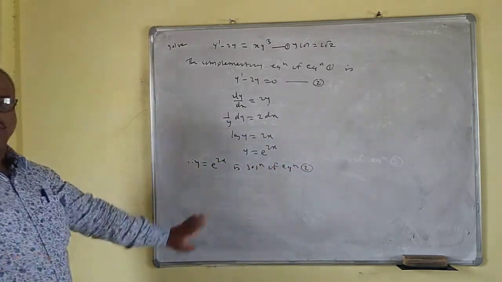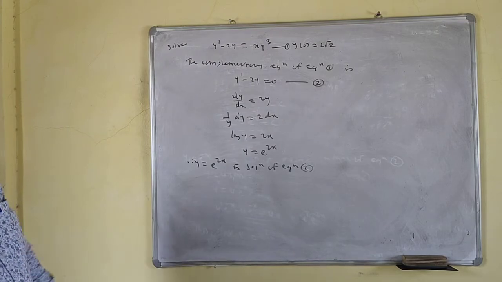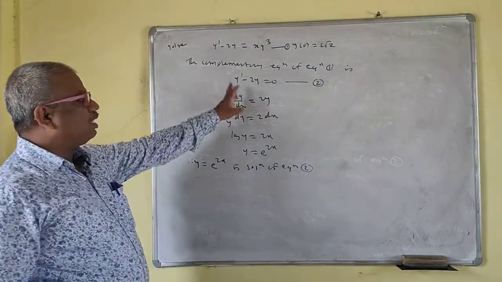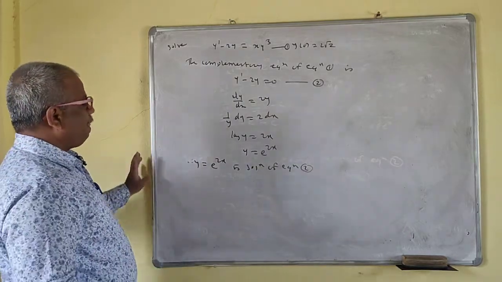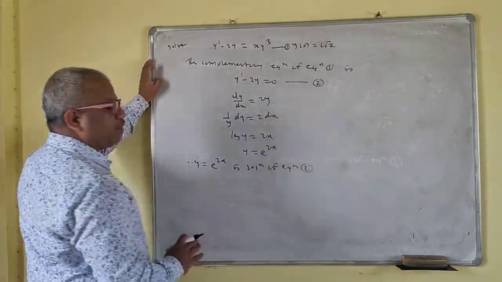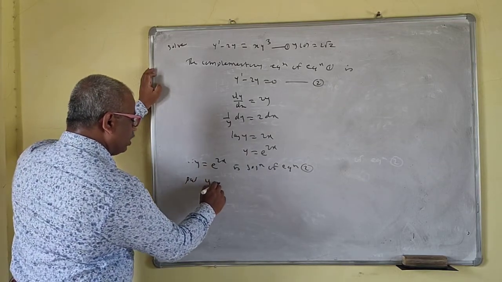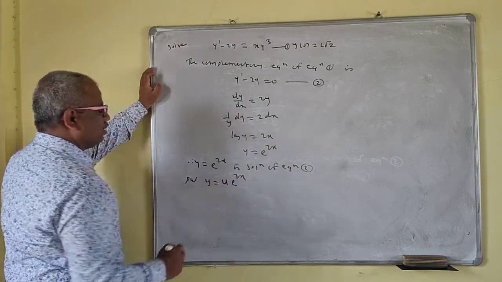We only want a solution, we don't want a general solution. So there is no need to write phi of x and so on, because it is easy to find this. Therefore we are doing this. Now put y is equal to u e raised to twice x. This is your y1.